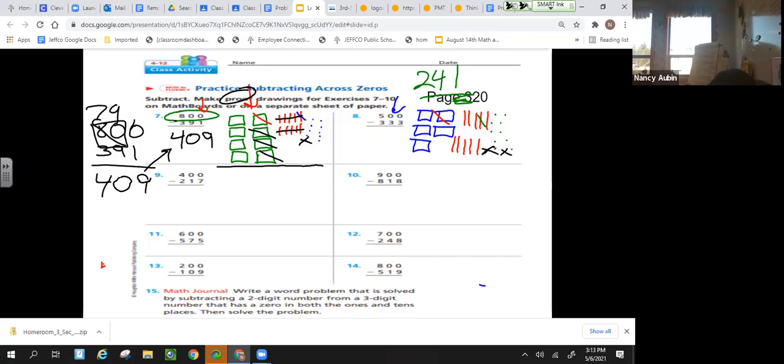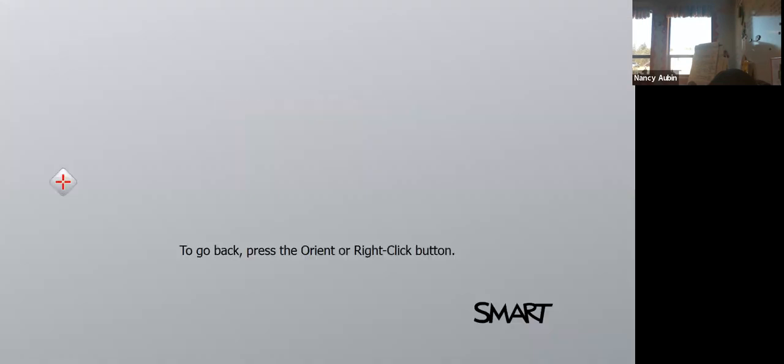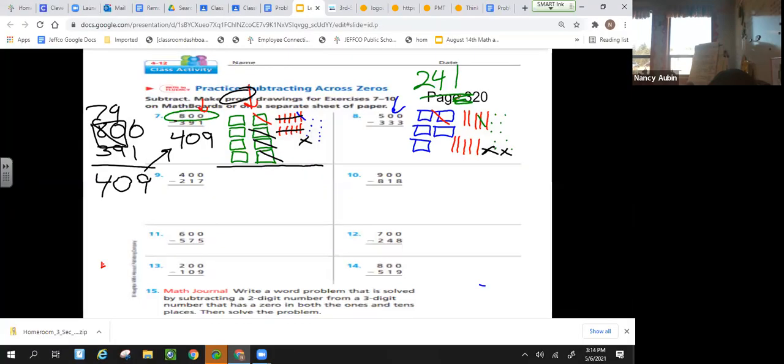My board needs to be aligned. All right. So now we took 1, 2, 3 away. Can we take 3 tens away? Yeah. So we'll take that 1, 2, 3. And can we take 3 hundreds away?